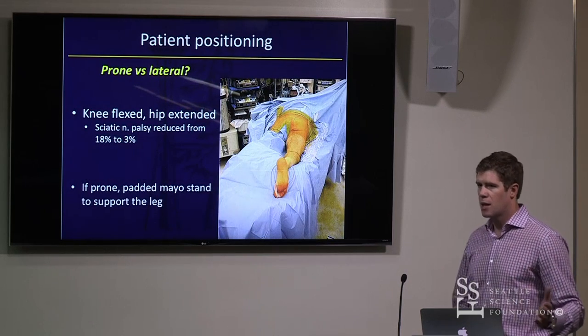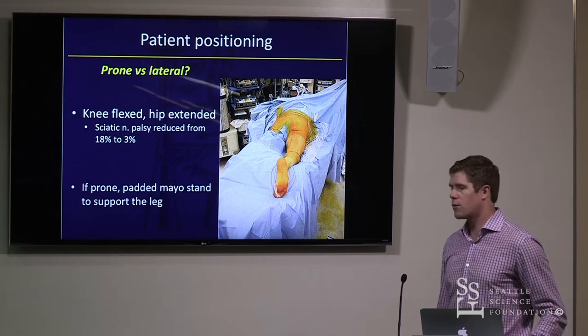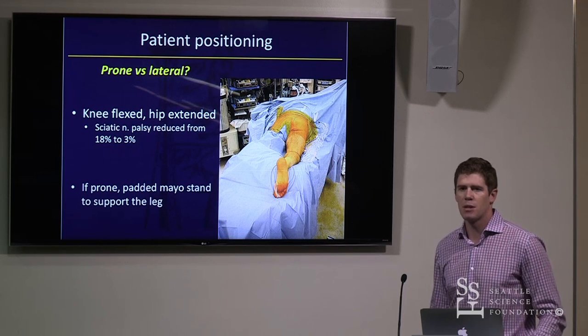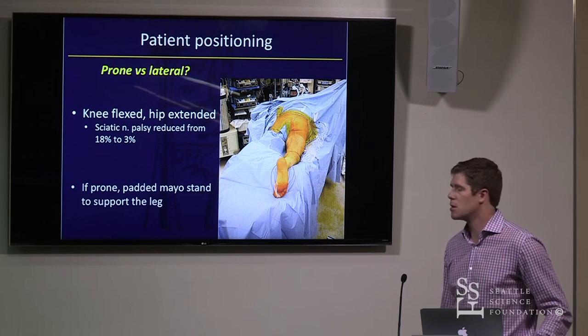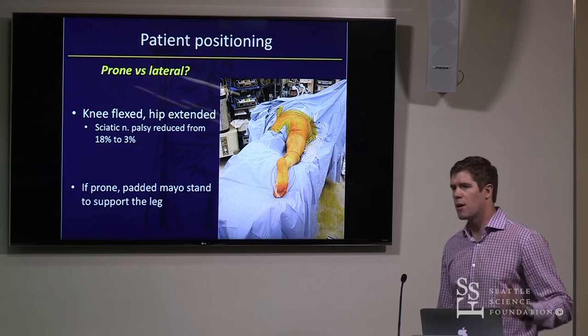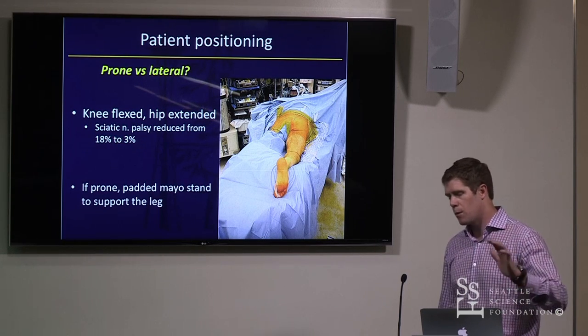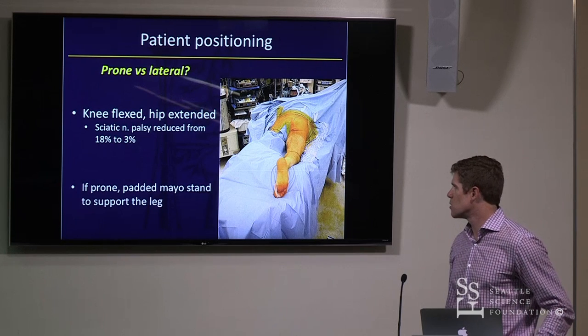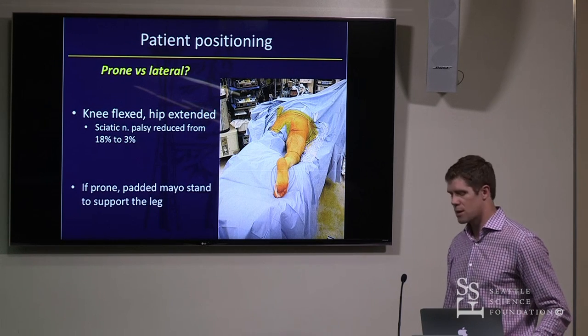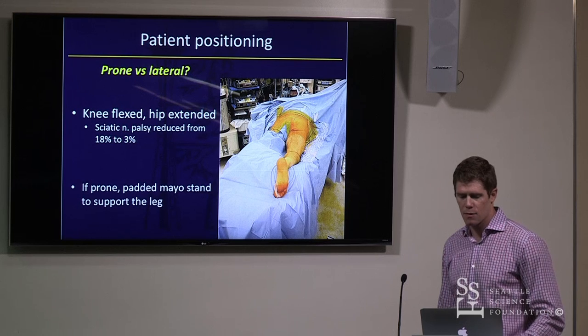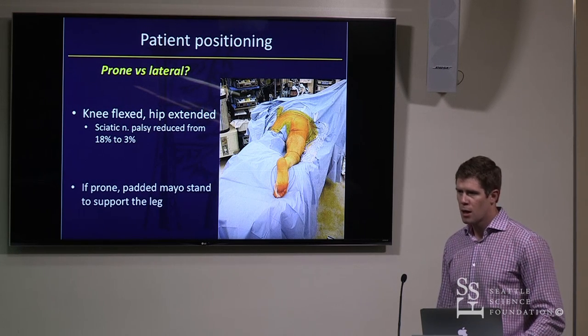So one of the big debates is prone versus lateral positioning, and we can maybe talk in our breakout session later this morning about the merits of going prone versus lateral. No matter what position you have the patient in, as you all know, the knee should be flexed and the hip extended to reduce the incidence of a sciatic nerve palsy.